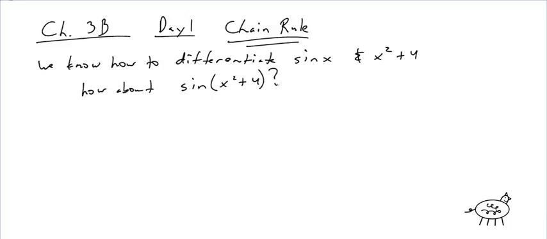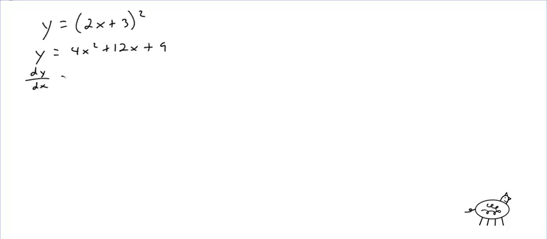So we're going to get back to this, but before I actually start this one, I want to look at a simpler problem first. So let's look at this problem right here. y equals (2x plus 3) squared. Well, back in the day, in chapter 3a, you would rewrite it and square it. So you rewrite it as y equals 4x squared plus 12x plus 9. And then you do dy/dx, the derivative would be 8x plus 12. Well, that's pretty easy.